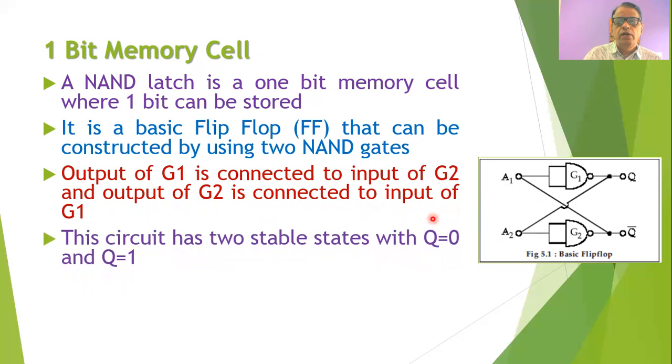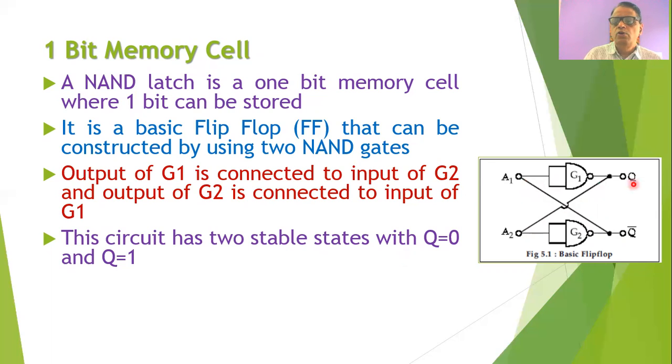So this circuit, one can easily understand, will have two states. That is, either the output Q will be equal to 0 or the output Q will be equal to 1. Initially we can assume the output Q is equal to 0, and therefore when 0 is connected to the input of G2, then the output Q bar will be equal to 1. And the output Q bar is connected back to the input of G1, and therefore it will confirm that the output Q is equal to 0.